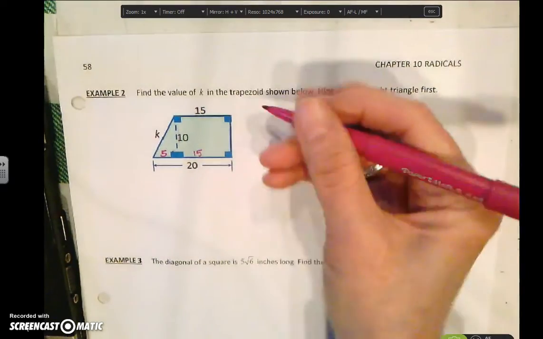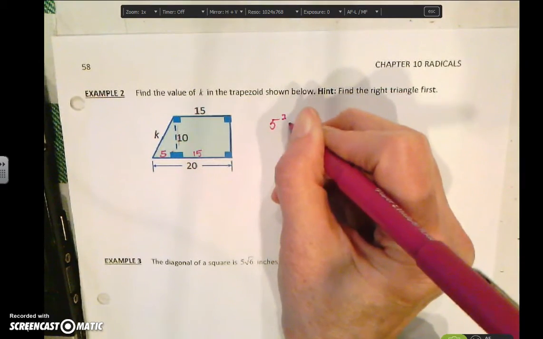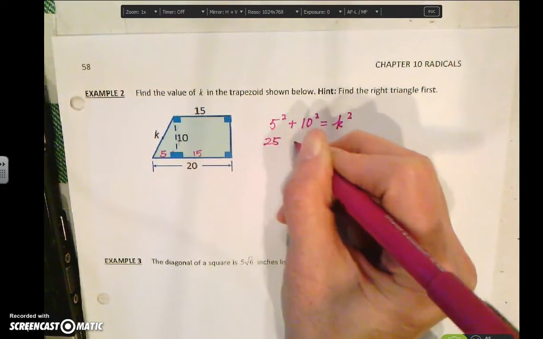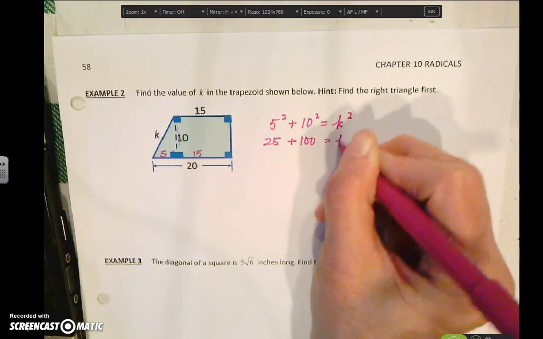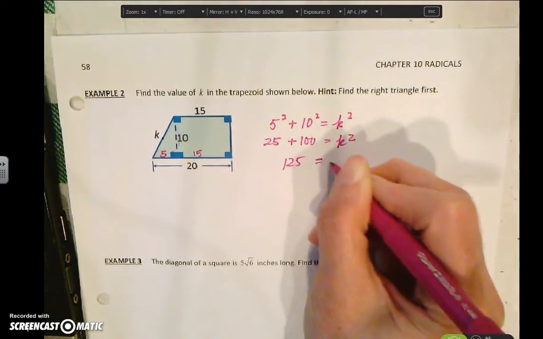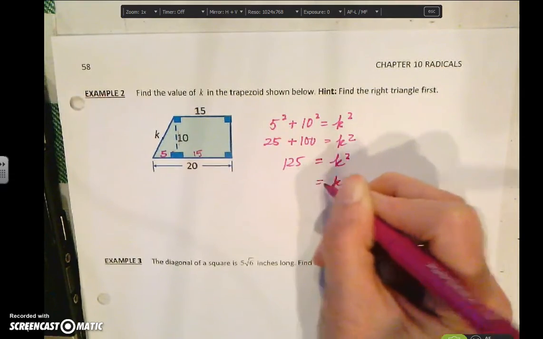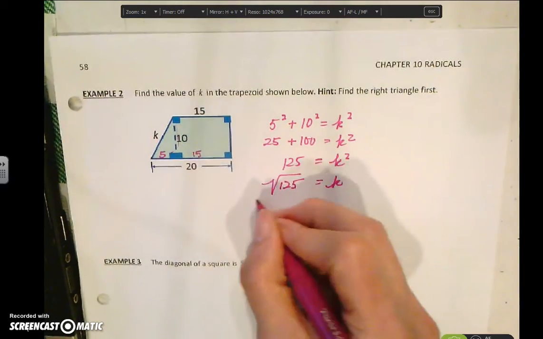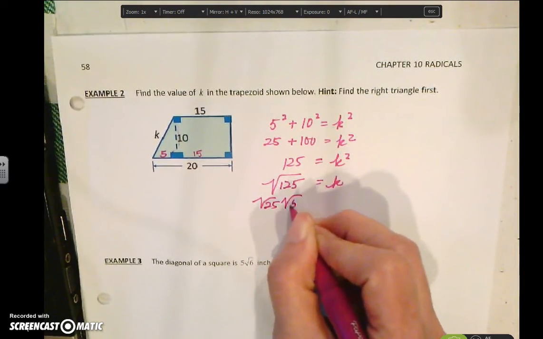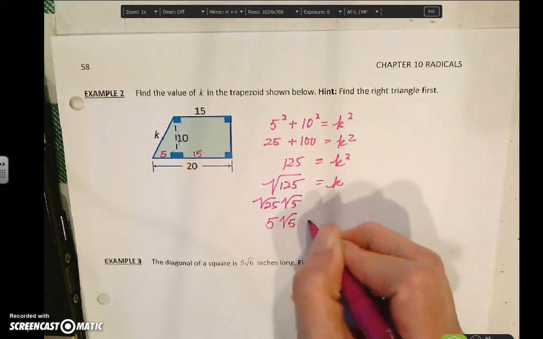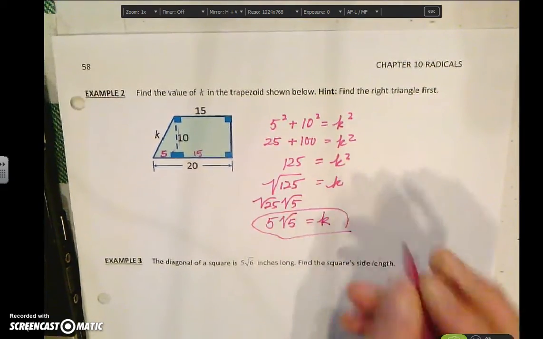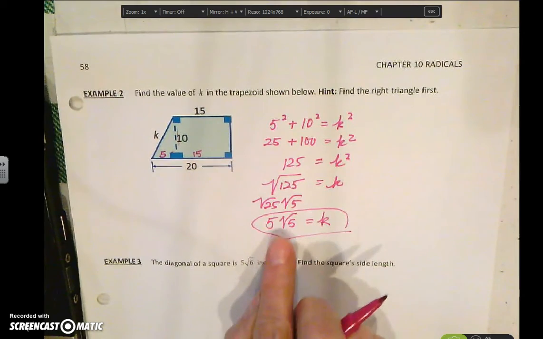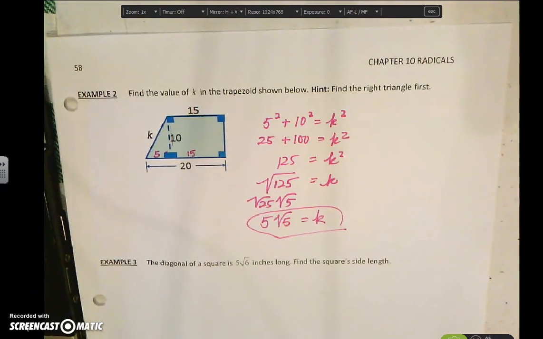So when we do our Pythagorean theorem, we're going to have 5 squared plus 10 squared is equal to k squared. So that's 25 plus 100 is k squared. So 125 is k squared. Then take the square root of both sides, and we get the square root of 125. So this is going to be then 25 times 5. So we get 5 radical 5 is equal to k. So remember that now that we know how to simplify radicals, whenever we have a square root, we need to simplify it. So we'll stop and go to the next video now.